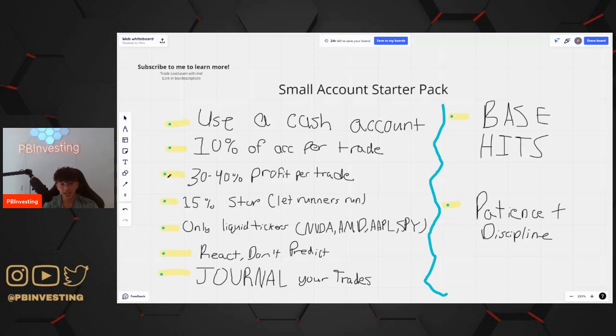Next, patience and discipline. So first, I want to go with discipline. If you want to have discipline in trading, you have to have discipline in all of your life. It goes hand in hand together. Trading is a lifestyle. It really, really is. You can't just be disciplined in trading and not be disciplined in life.